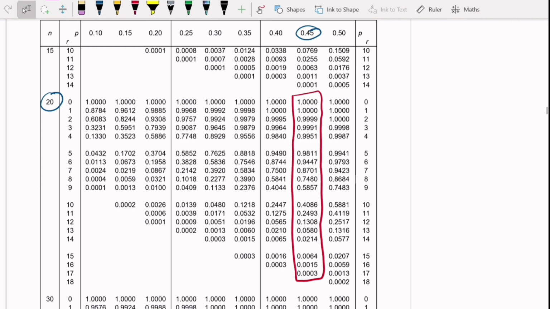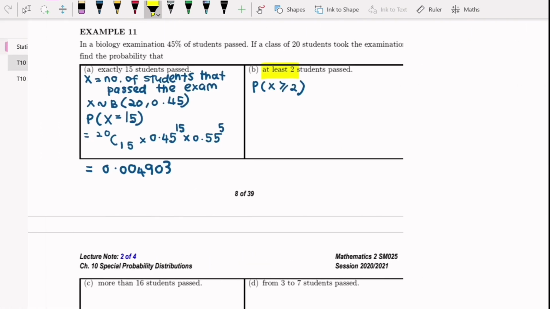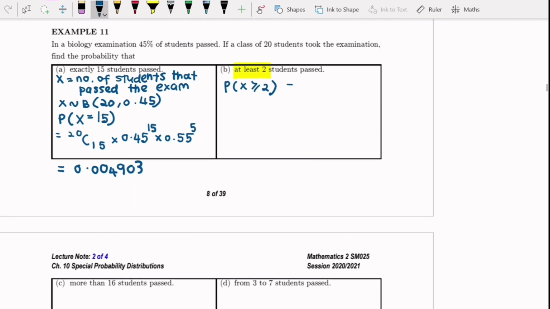Now, from the question, we need to find probability x greater than or equal to 2. So probability x equals 2, here is x greater than or equal to 2, then the answer is 0.9999. So that's the answer. Please check the binomial table, page 7.